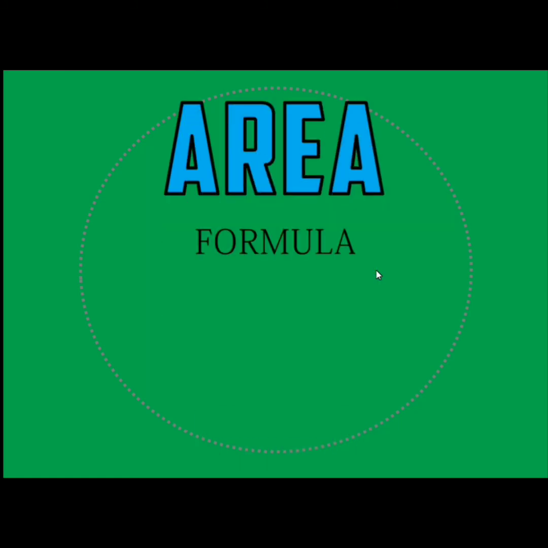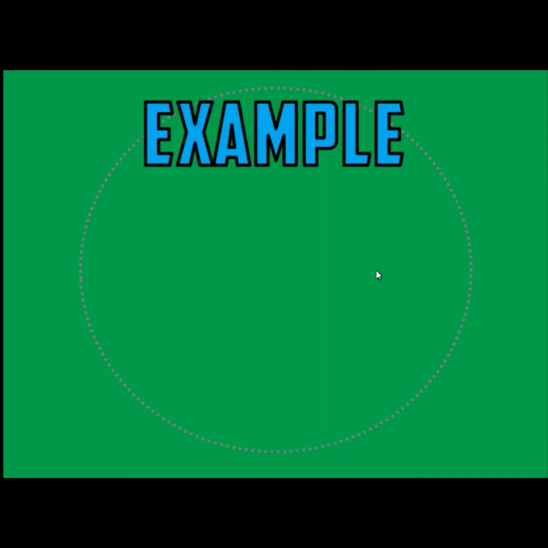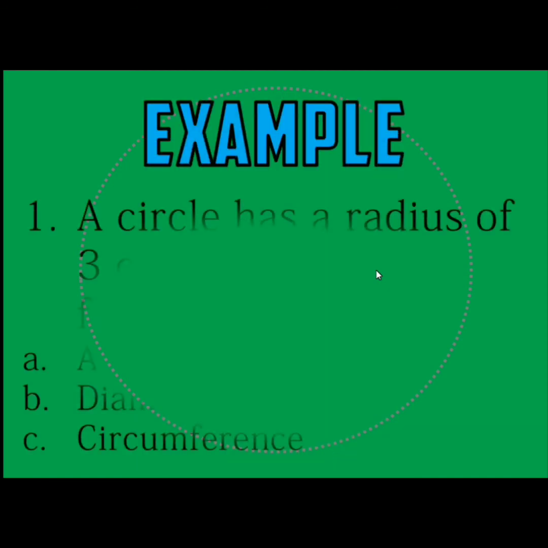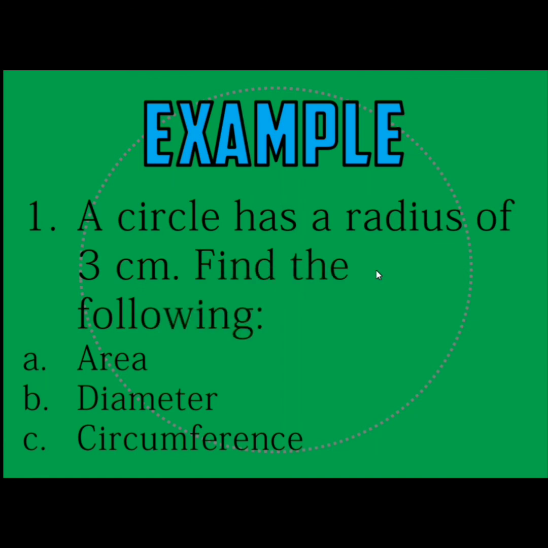And the last parameter of the circle is the area. The area of a circle measures the size of the region enclosed by itself. We can solve the area of a circle by using this formula. A is equal to pi r squared. Let us now use the given formulas in our example. A circle has a radius of 3 centimeters. Find the following: A, area, B, diameter, and C, circumference.